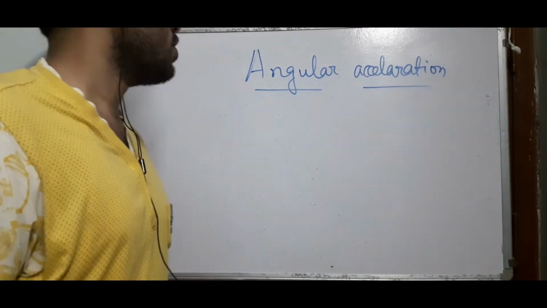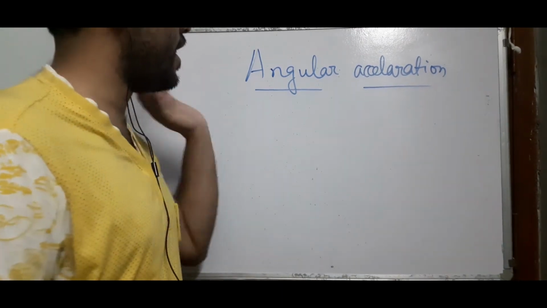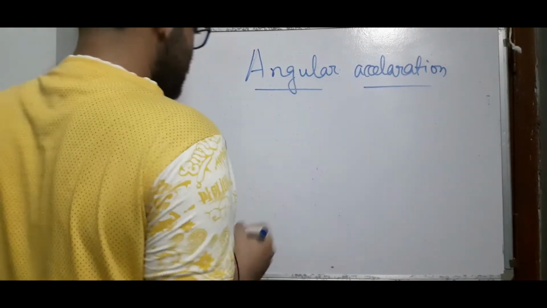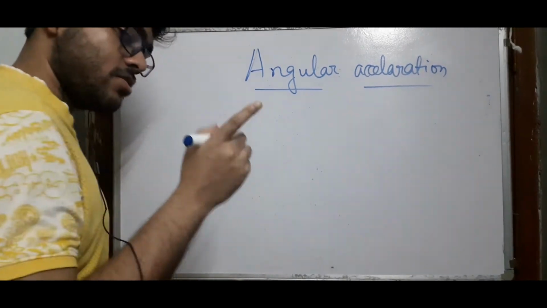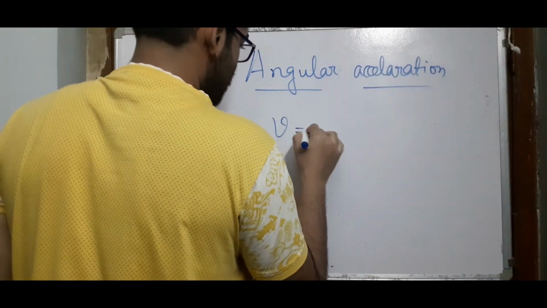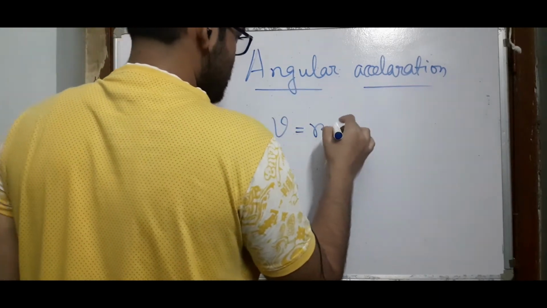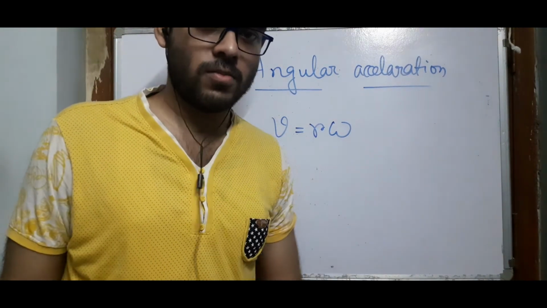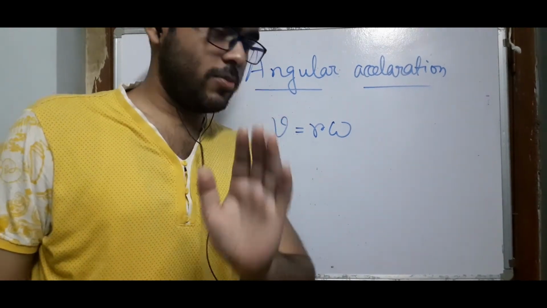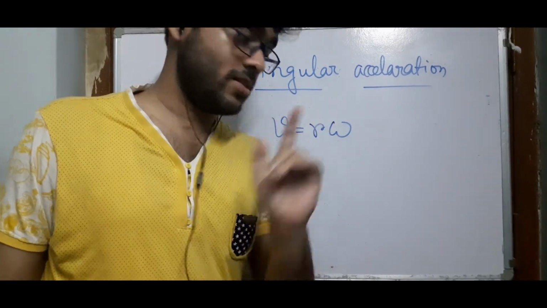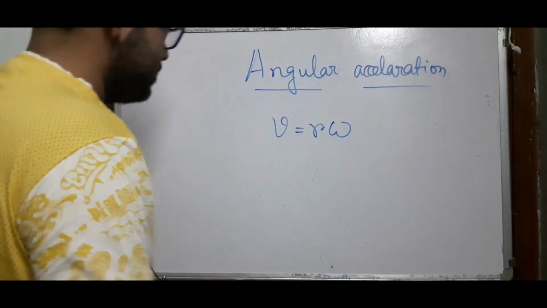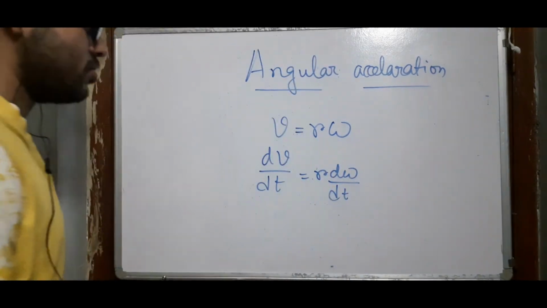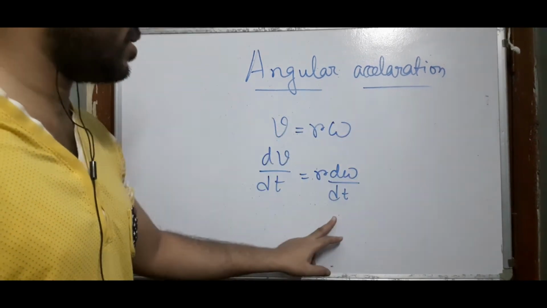Now what is the relationship between the angular acceleration and the linear acceleration? In the previous lecture, if you haven't seen it, I suggest you go and watch that lecture, where we derived the relationship between v and omega not only in magnitudes but also in vector form. So go to my channel and see the video, then come back. Now this is the angular acceleration.